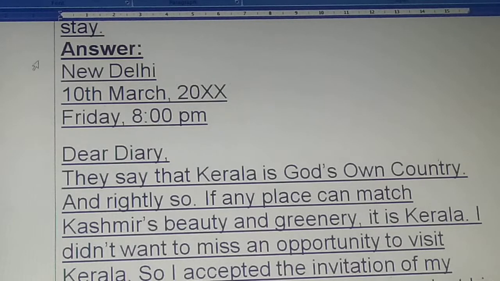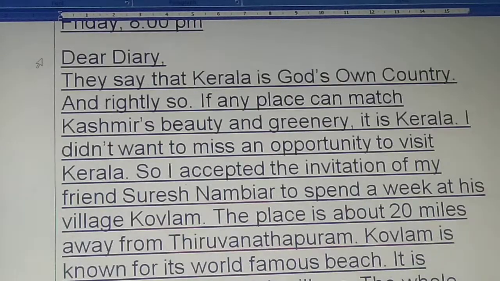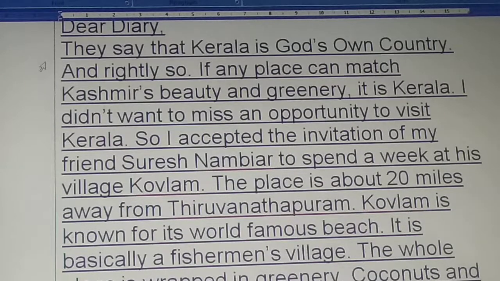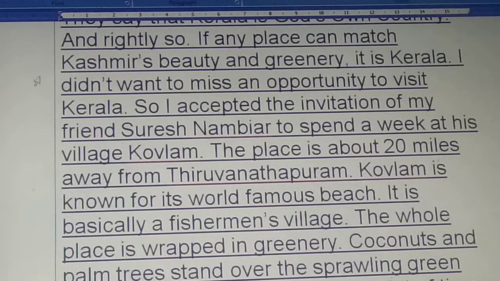That's how you have to write the diary. If any place can match Kashmir's beauty and greenery, it is of course Kerala. Didn't want to miss any opportunity to visit Kerala, so accepted the invitation of my friend Suresh Nambiar to spend a week at his village Kovalam. The place is about 20 miles from Thiruvananthapuram.